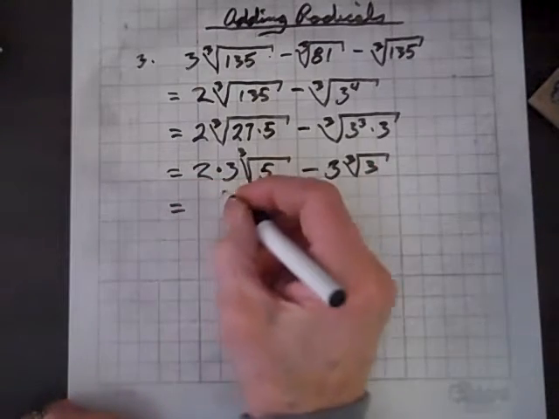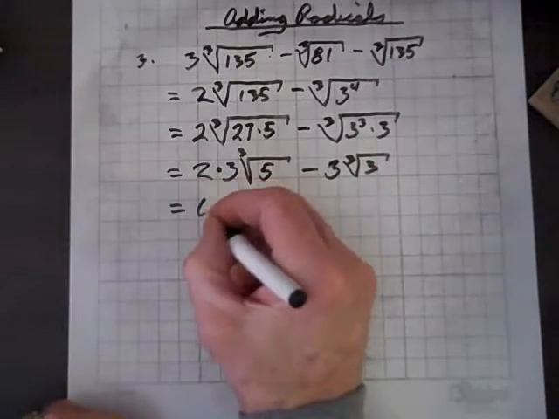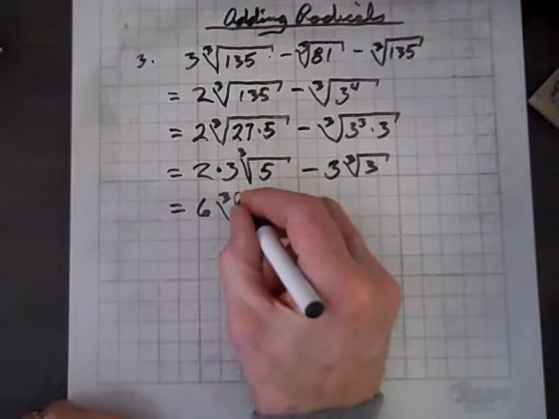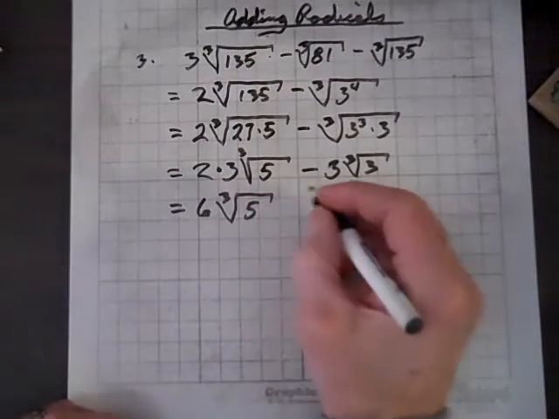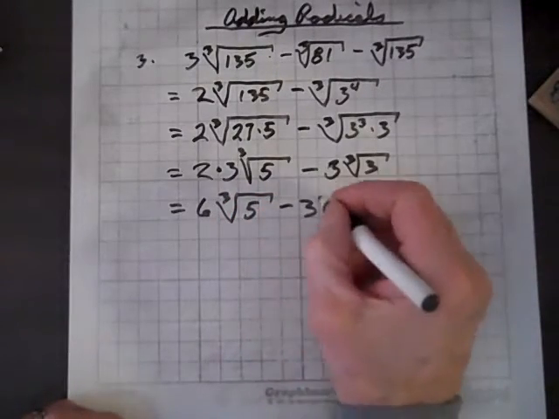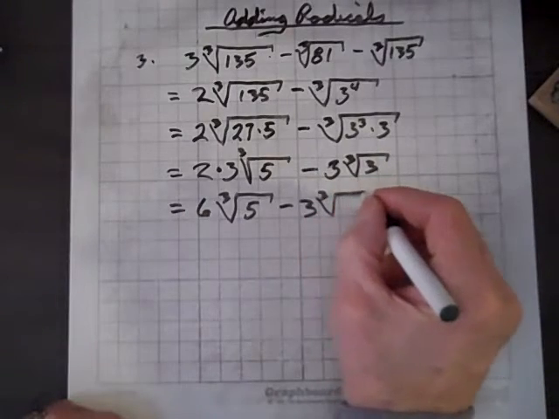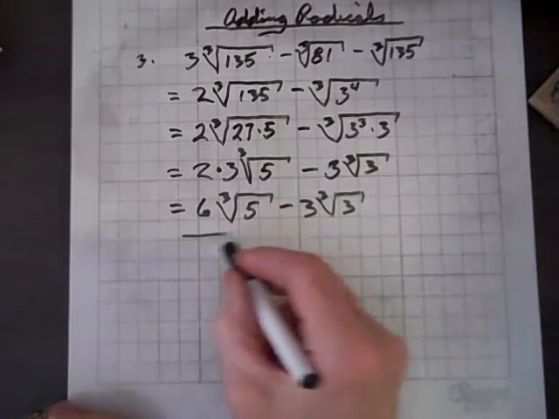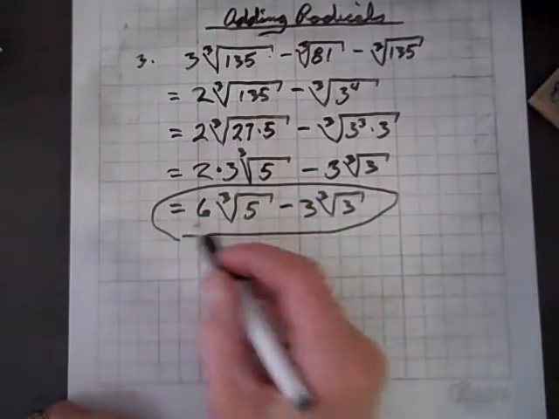So let me rewrite that. 2 times 3 is 6, cube root of 5 minus 3 cube roots of 3, and they are not like terms, so that's the best we can do, and we're done.